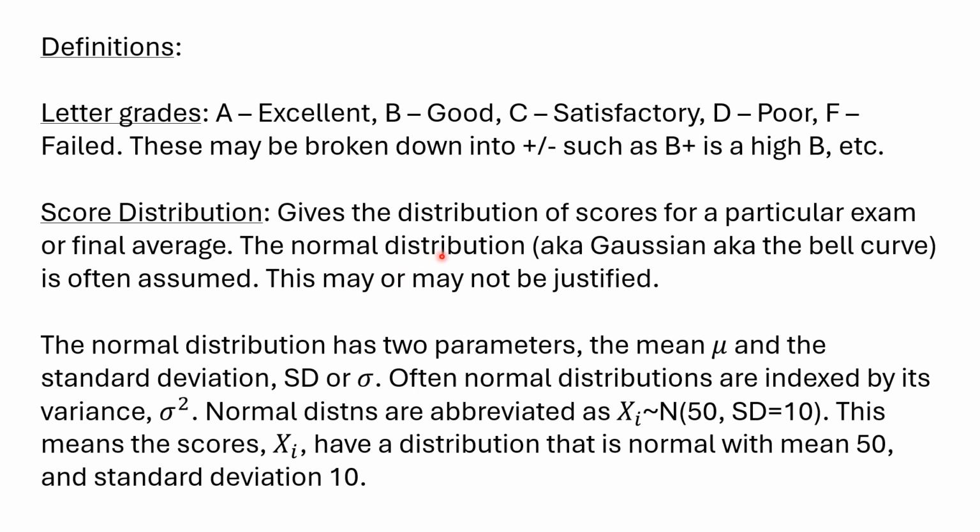Score distributions give the distribution of scores for a particular exam or final average. The normal distribution, as I said before, is also known as the Gaussian or bell curve, is often assumed, and again, this may or may not be justified. The normal distribution has two parameters. One of the parameters is called the population mean mu, written here as this Greek letter mu, and the other parameter of the distribution is the standard deviation. I'll typically use the capital letters SD to refer to the standard deviation.